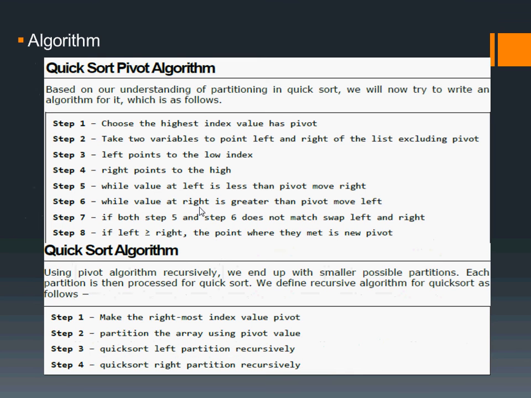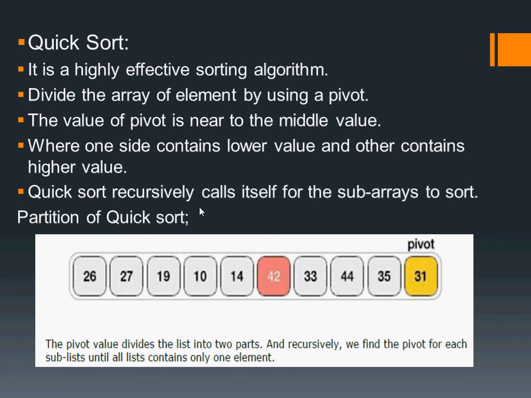So we have a formula. Choose the highest index value as pivot. Take two variables, left and right pointers. Left points to the lowest index, right points to the highest. So next, okay, this pivot example. So first, giving a pivot 31. So first 31 is a pivot. The left side has a lower value subset, the right side has a higher value subset.